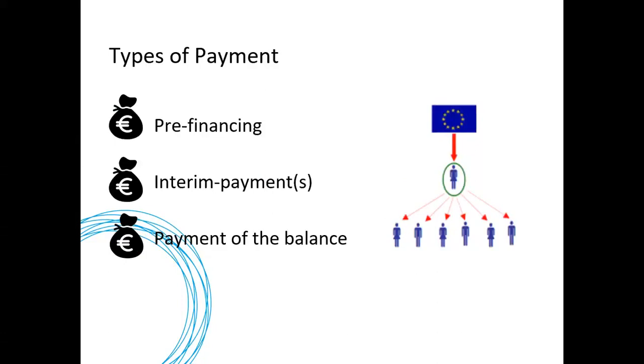Payments. There are three types of payments. So there is the pre-financing. There is one or more interim payments depending on the duration of the grant agreement. And then the final payment is the payment of the balance. As I mentioned earlier, the payments are made to the coordinator, and then the coordinator is responsible for distributing this payment to the other partners.